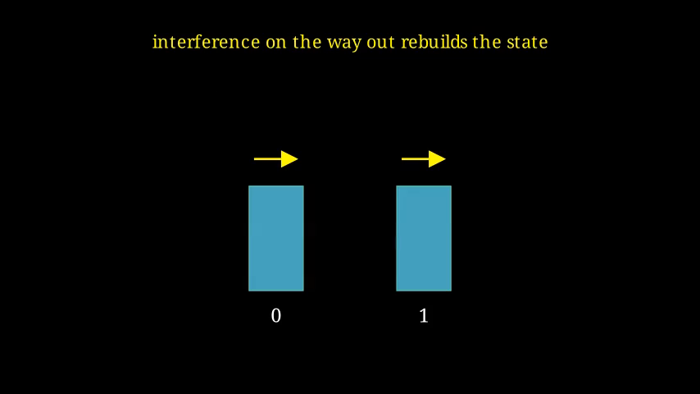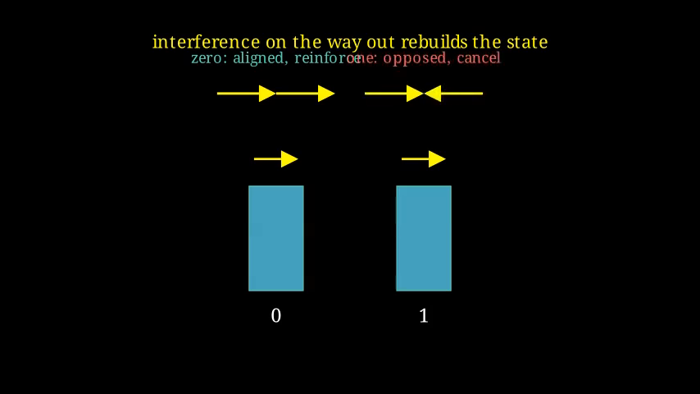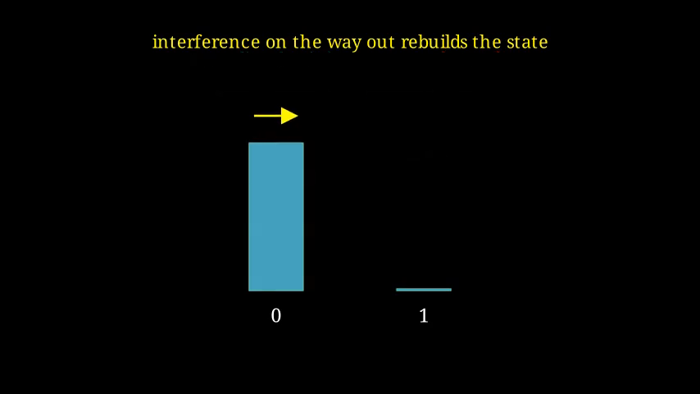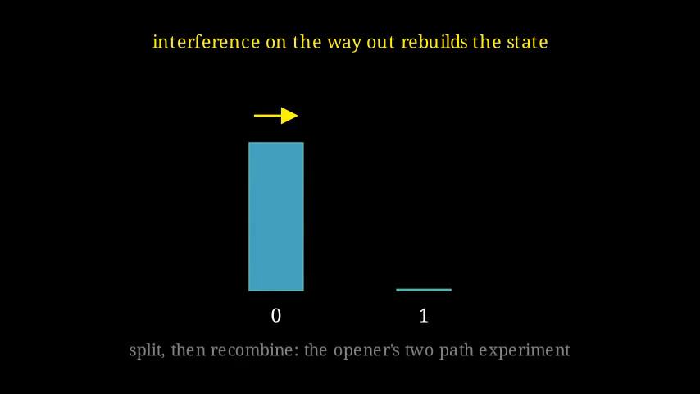For the 0 bar, the two arrows arrive aligned, so they add and reinforce, and all the probability floods back to 0. For the 1 bar, the two arrows arrive opposed, so they cancel to nothing. It is interference, on the way out, that rebuilds the original state. And this is exactly the quantum version of the two-path experiment from our opener. Split the amplitude, recombine it, and let the paths interfere.